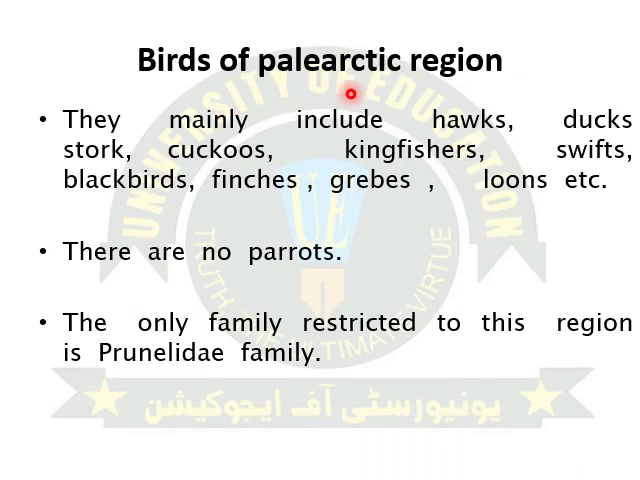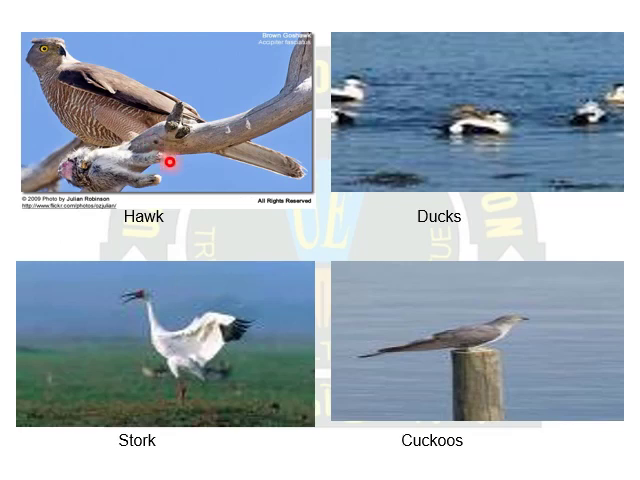If we talk about the birds of Palearctic region, the main birds of Palearctic region are hawks, ducks, storks, cuckoos, kingfishers, swifts, blackbirds, finches, grebes, loons, etc. There is very interesting factor in fauna of birds in Palearctic region, that there are no parrots in this region. The only family that is restricted to this region is Prunellidae family of bird. Here are the different pictures of these birds, in which you can see the hawks, ducks, storks, and cuckoos.